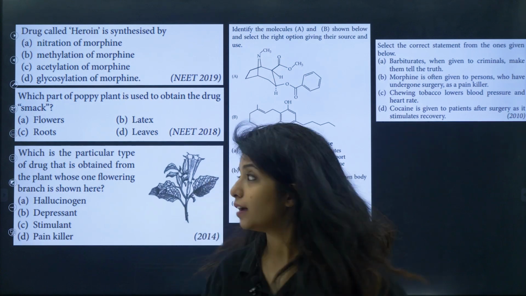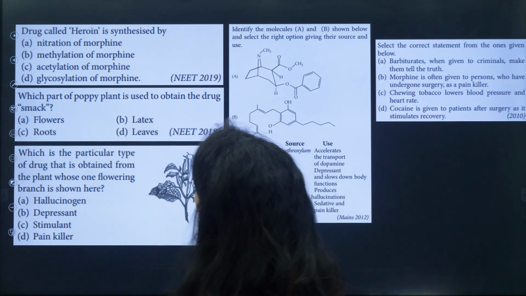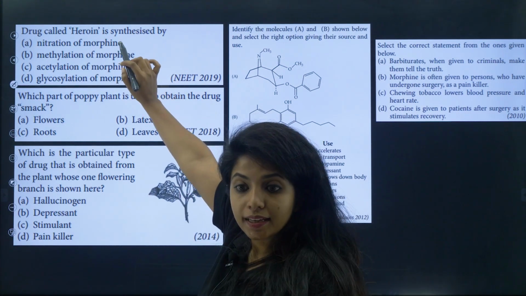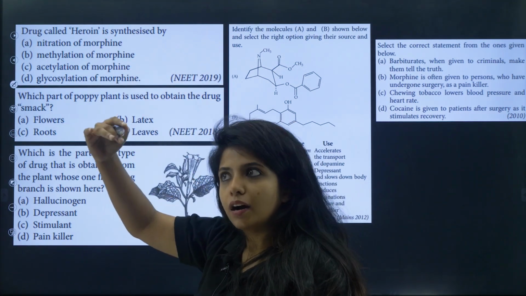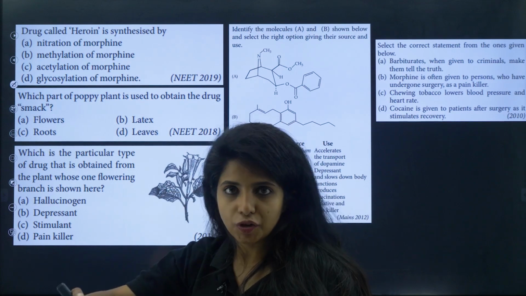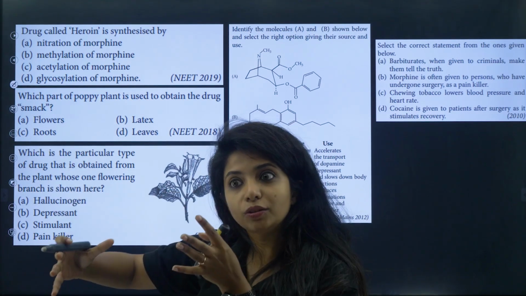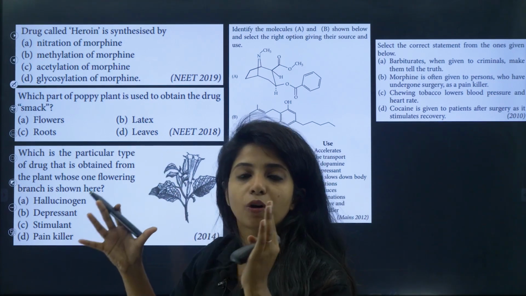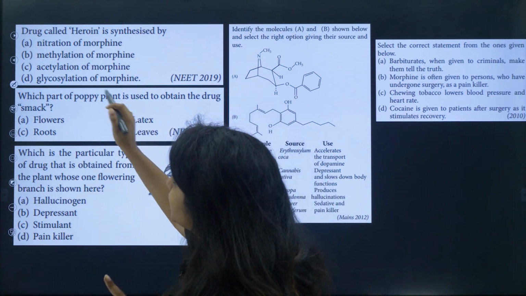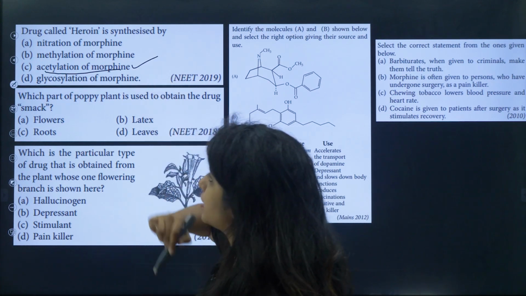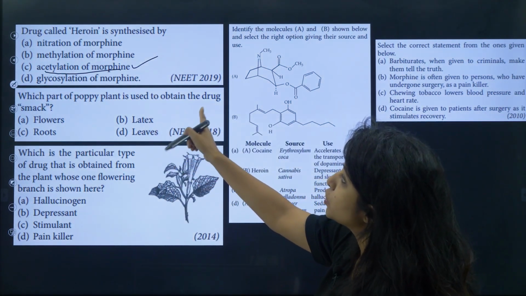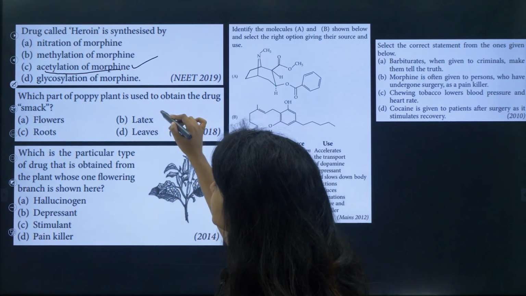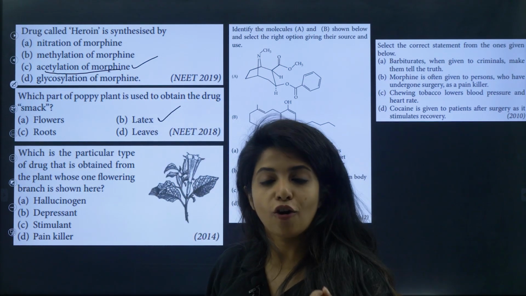First question that we have: the drug called heroin is synthesized by what? Tell me. Heroin is basically morphine that has undergone what? Acetylation, and that's when you have got diacetyl morphine. So heroin and diacetyl morphine are the same thing. It is made with the help of acetylation of morphine. This is the correct answer. Now, which part of the poppy plant is used to obtain the drug smack? Smack again is heroin only. Okay, and it is made with the help of latex, the milk of poppy.